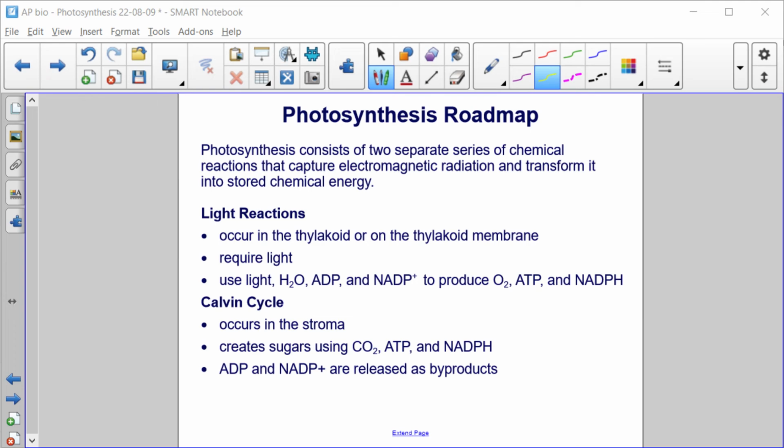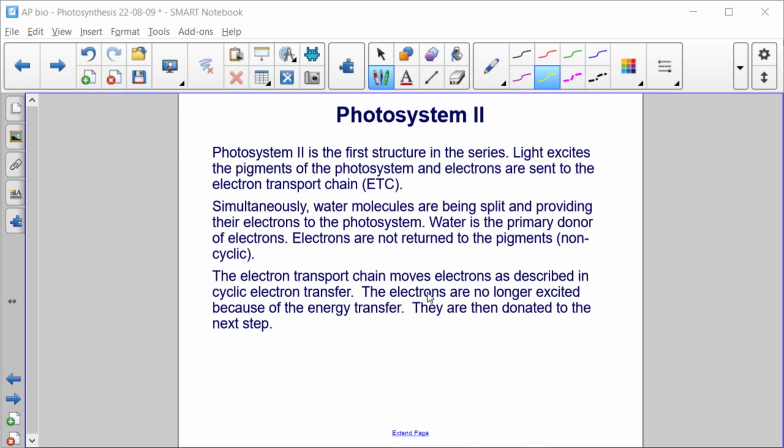So the Calvin cycle occurs in the stroma, in the space outside of the thylakoids. The Calvin cycle creates sugars using carbon dioxide from the atmosphere and the ATP and NADPH from the light reactions. ADP and NADP+ are released as byproducts, and those, of course, are then returned back to the light reactions so that the cycle can continue.